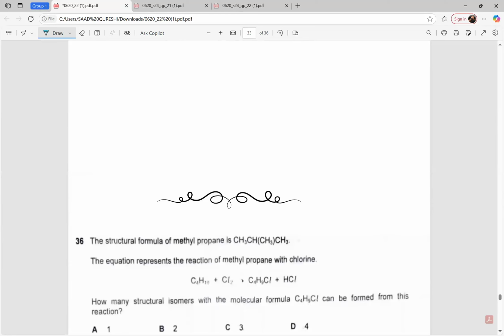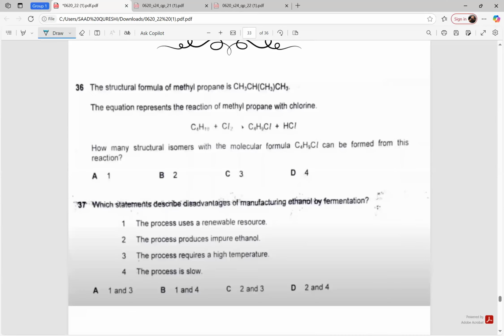The structural formula of methyl propane is this: CH3CH, and this is probably a branch, CH3, methyl branch, CH3. The equation represents the reaction of methyl propane with chlorine, C4H10 plus chlorine. Okay, this is a substitution reaction. The chlorine displaces one of the hydrogen and forms C4H9Cl, and hydrogen chloride gas is formed as a byproduct.